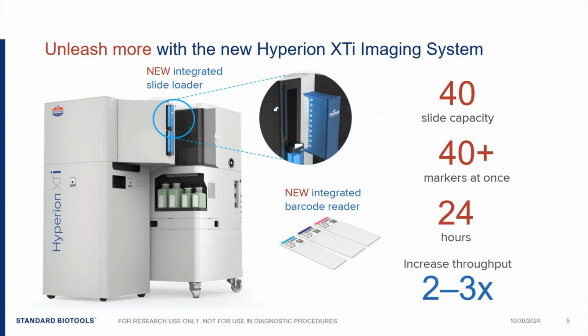So as a user, you can stain and load 40 tissue slides, each stained with 40 plus antibodies. And you can process all of your samples within 24 hours. So this is truly remarkable scale and speed that you can work in for spatial biology.